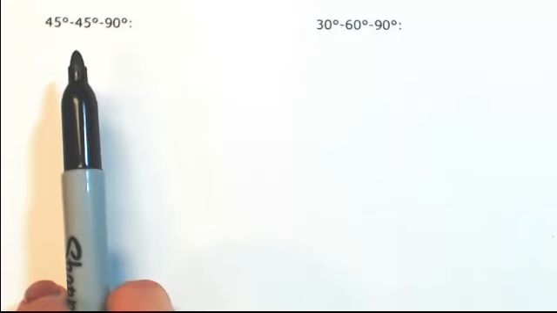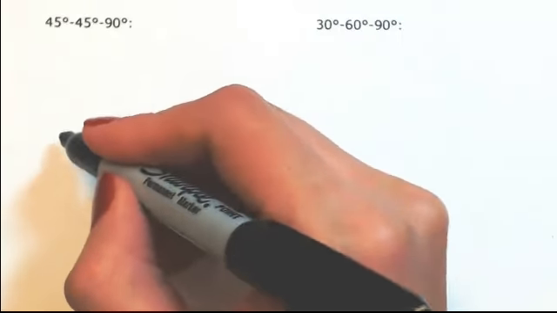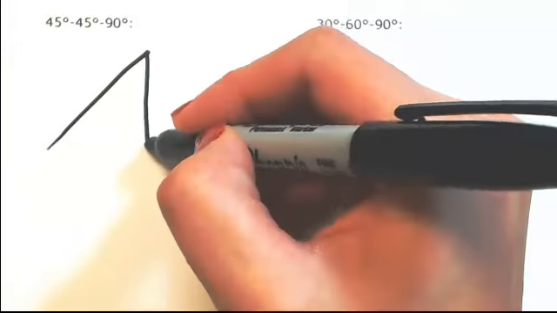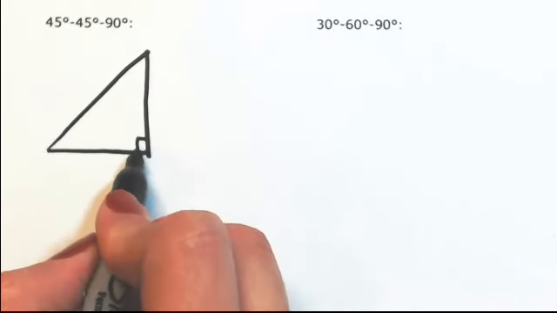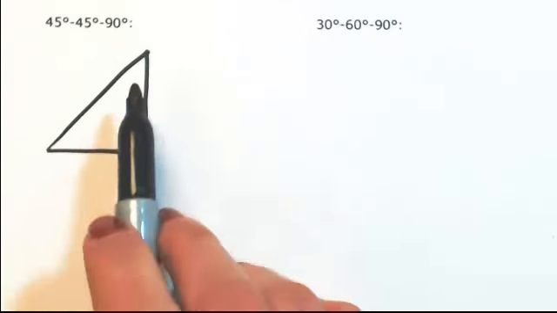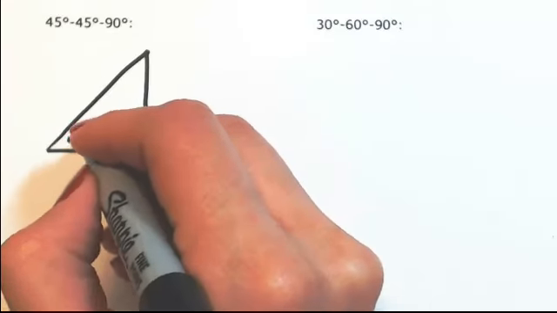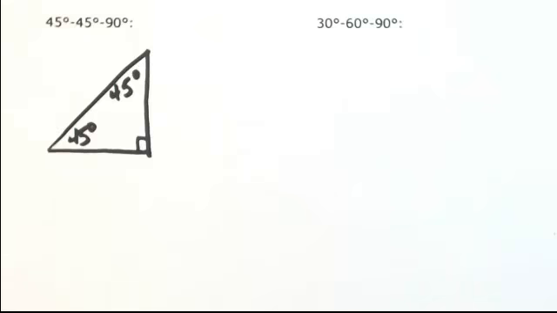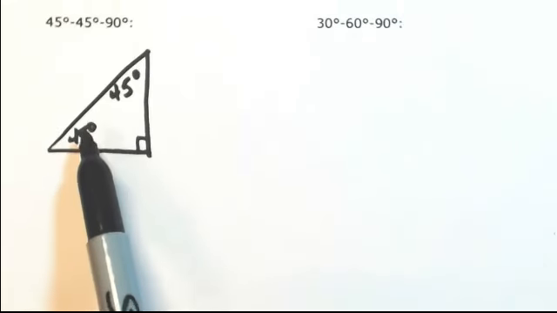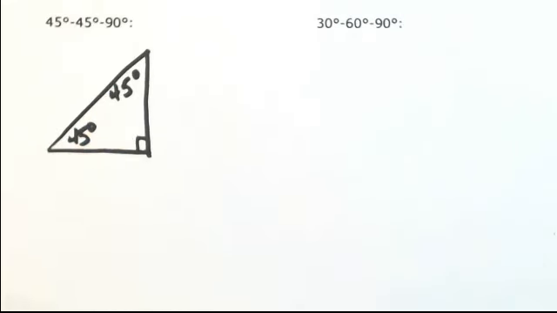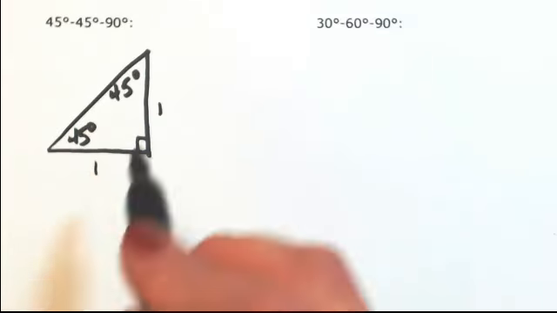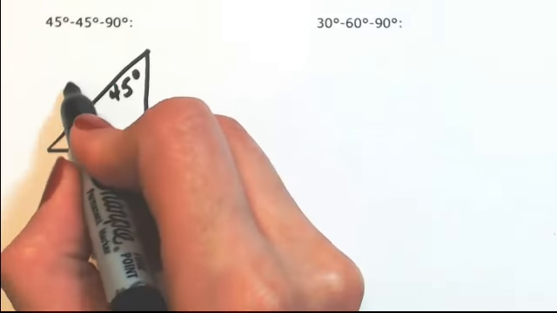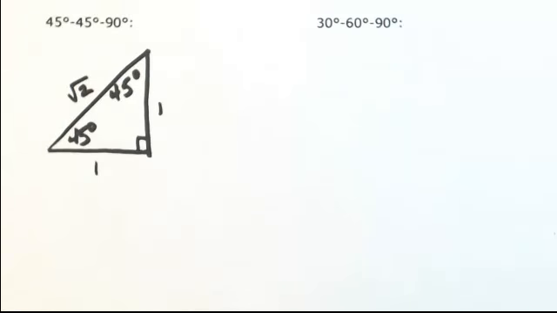Let's take a look at our popular triangles and see what they would look like inside of the unit circle. So if I start with my 45, 45, 90 triangle, we have our right angle, and the other two angles are 45 degrees. This is an isosceles triangle, which means that the two sides opposite 45 degrees will be the same, and we've called that 1. So then using Pythagorean theorem, the hypotenuse is the square root of 2.